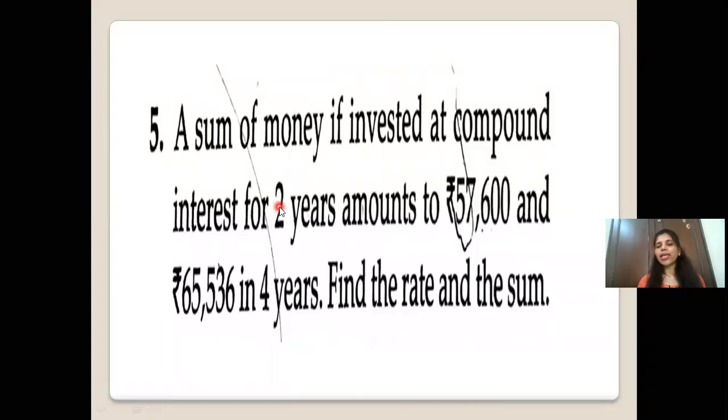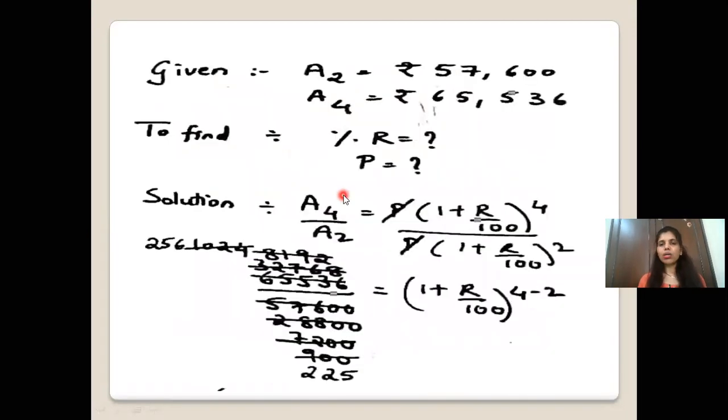So A4 and A2. Let's see, A2 is 57,600, A4 is 65,536. Percent rate you have to find and the principal. So you take the ratio of these two. A4 upon A2 is equal to P bracket 1 plus R upon 100 raised to 4 upon P bracket 1 plus R upon 100 raised to 2. P, P gets cancelled. 4 minus 2 you get 2. As the bases are same, you subtract the indices.